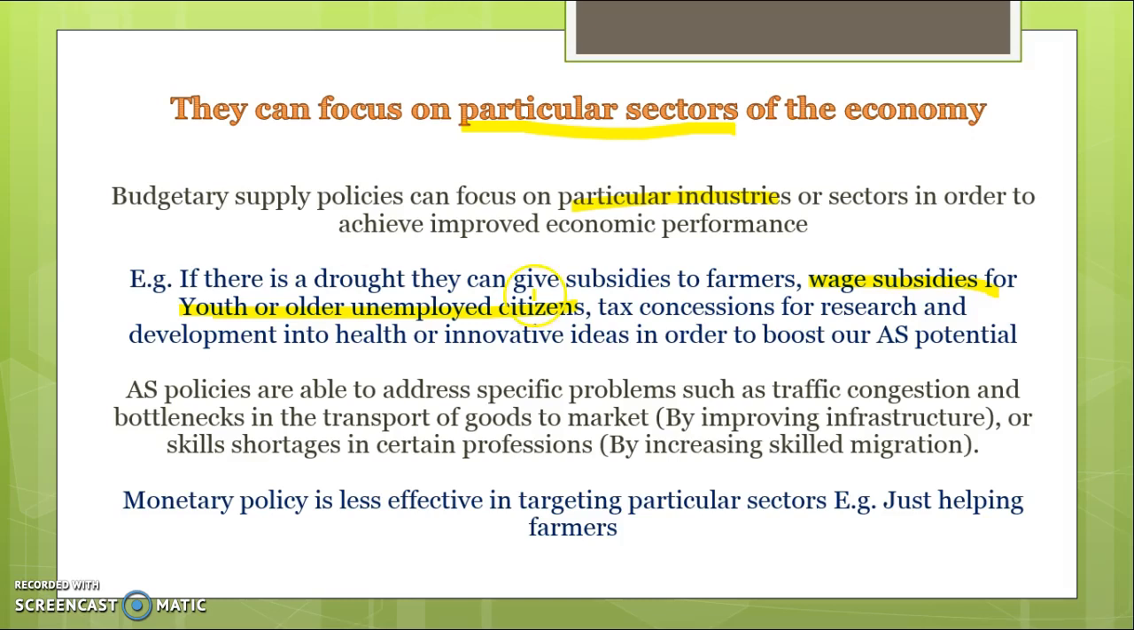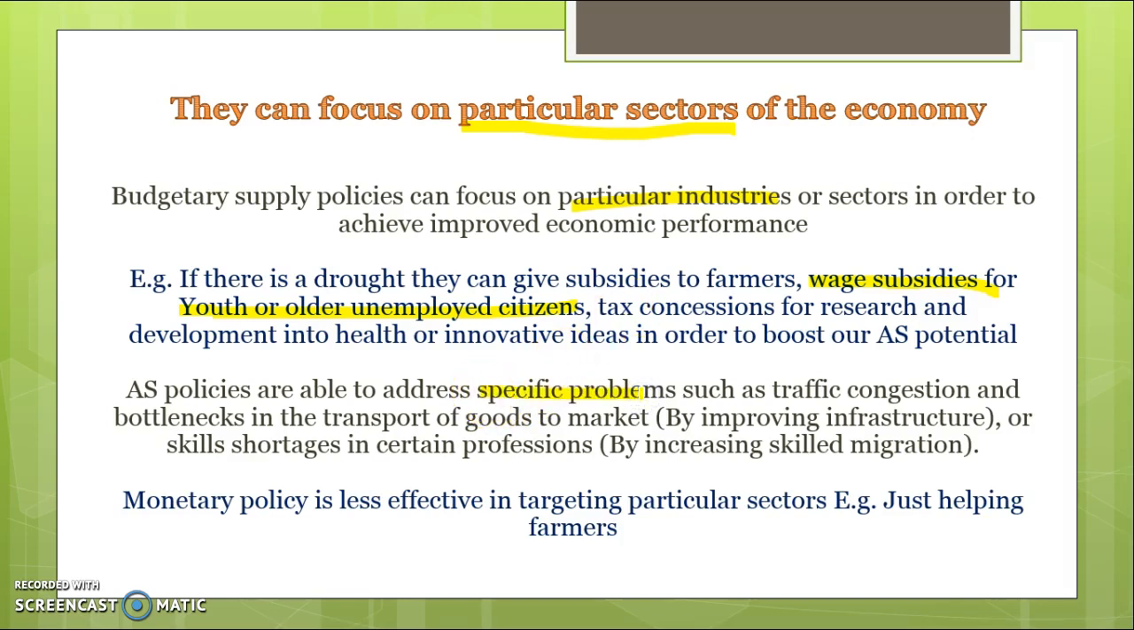If there's an inadequate amount of research and development taking place, they can give tax concessions and try and promote innovative ideas or try and improve health amongst society, and that will help to boost our supply potential. So they can be very specific in terms of who they target, what areas they target, and help to address problems that are occurring in particular sectors of the economy. They are able to address specific problems.